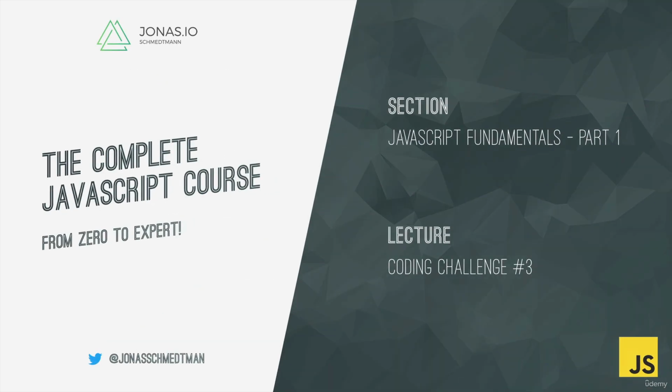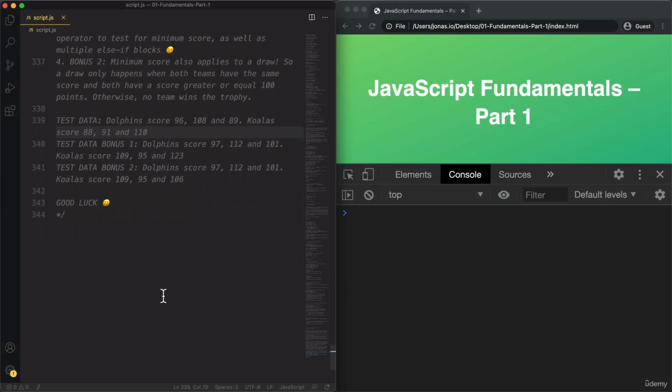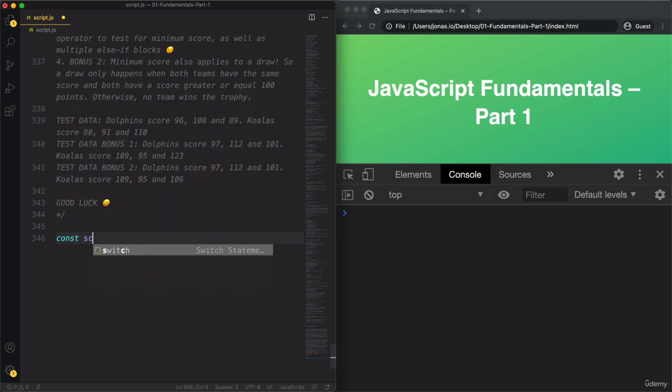Okay, hopefully you managed to complete at least point 1 and point 2. And so let's start by solving these two. So number 1 is calculating the average of both teams. So let's create one variable for each.